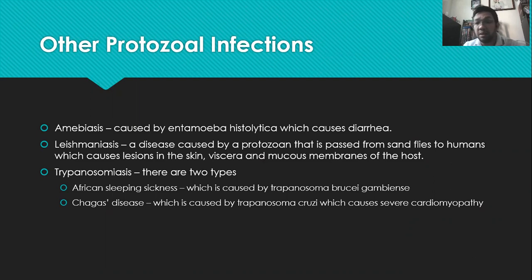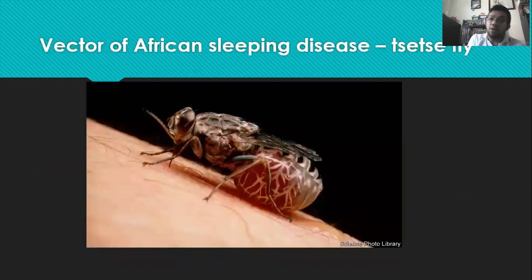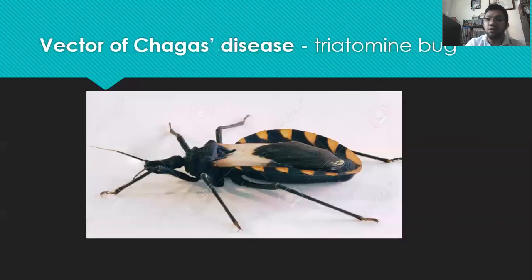For trypanosomiasis, there are two types. We have the African sleeping sickness, which is caused by Trypanosoma brucei gambiense, and the Chagas disease, which is caused by Trypanosoma cruzi, which can lead to severe cardiomyopathy. So these diseases are deadly. For the vector of African sleeping sickness, the vector is the tsetse fly, which is this one. And again, this is common in Africa. Well, for Chagas disease, it's not common here in the Philippines. It's common in South America rather, and the vector for it is the triatomine bug.